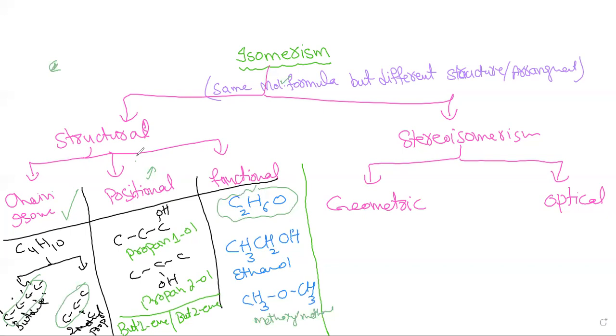If you say 1-chloropropane and 2-chloropropane, then 1-chloropropane and 2-chloropropane are positional isomers of each other, because the position of chlorine is changing, right? Okay, any doubt, any question on structural isomers?